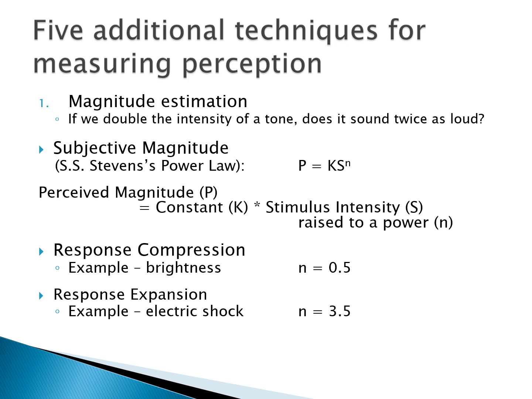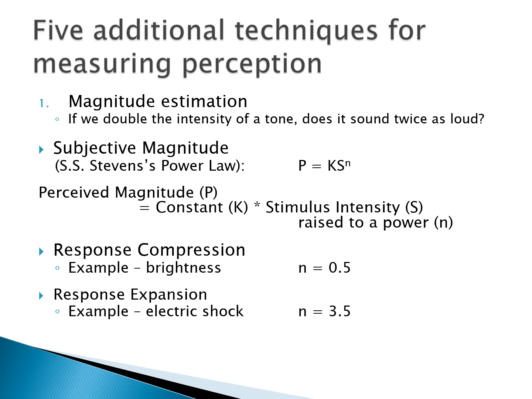And what that allows for is response compression. So in the example of brightness, our n is equal to 0.5, so we're basically taking the square root of that standard stimulus and then multiplying it by that constant.